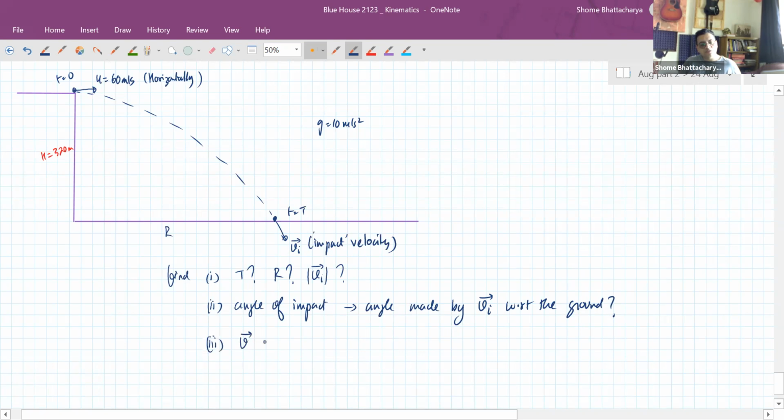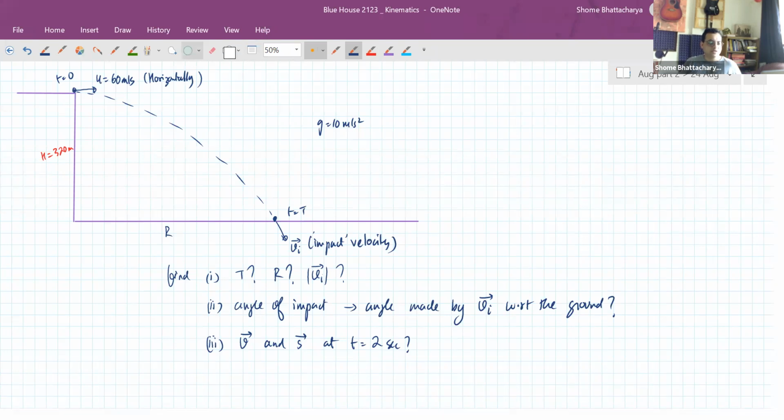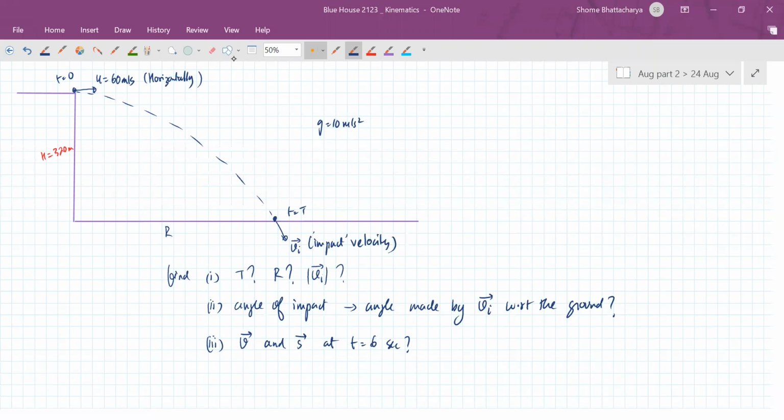And we also want to find out the velocity and displacement, two things, at t equal to 2 seconds. So just try this out. In fact, instead of 2 seconds, let's make it 6 seconds. Easier. Okay, so more or less you have to use the standard formulas that we just discussed. This is not a very difficult question in any sense. Just try this out and send me the answers.